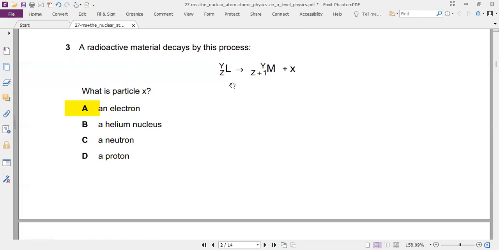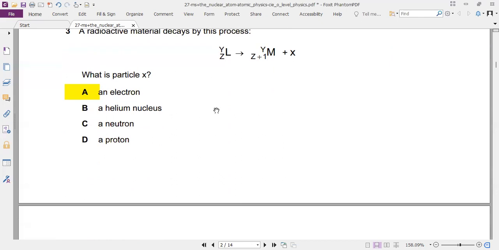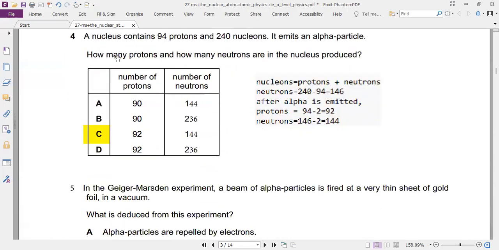Radioactive decay, what is X? It is an electron, also called a beta particle. So a nucleus with this many nucleons and protons emits an alpha particle. In alpha emission, the neutrons decrease. The number of neutrons here is 146. When an alpha particle is emitted, protons become 92 and neutrons become 144. C.